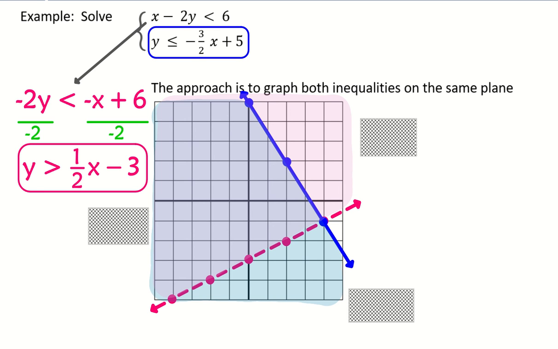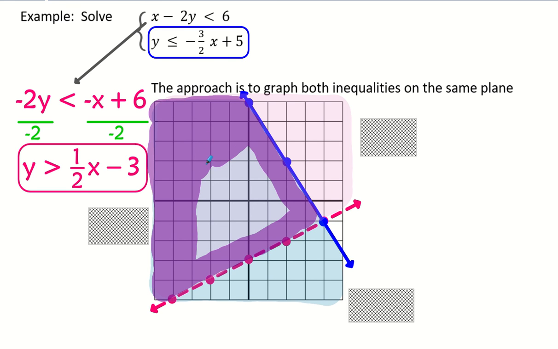So, in other words, what we're looking at here as our final answer is everything in the double shading. Wherever you shaded twice, that's going to be your final answer. So you're going to darken in the region where you were doing double shading, where the graphs overlapped. And so that would be our final answer.